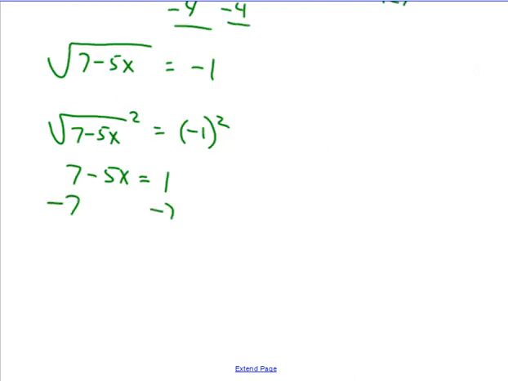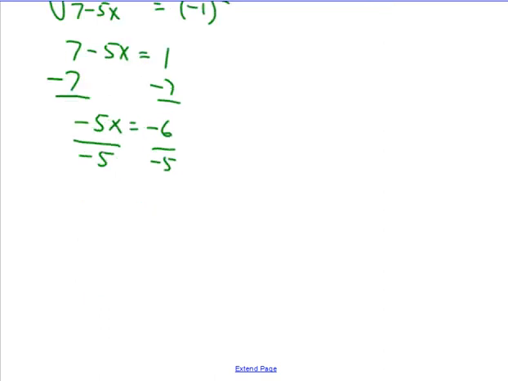Subtract 7. Then I got negative 5x equals negative 6. Divide by negative 5. So my possible solution here is what? 6/5. And I've got to check it in the original equation.